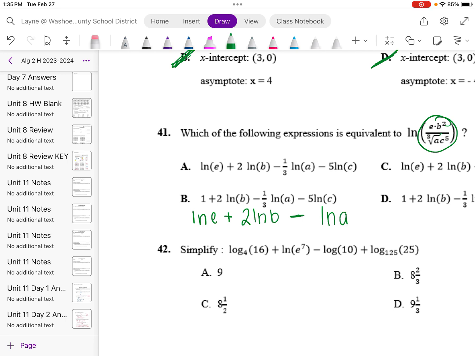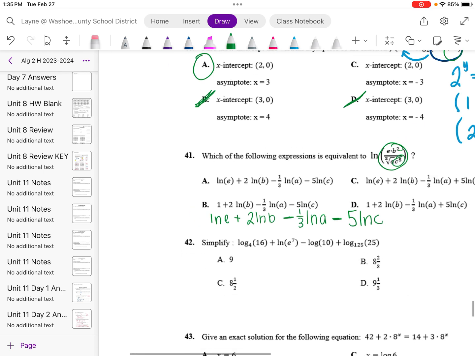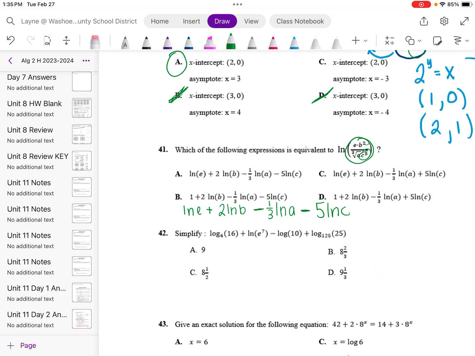This one's a little funky. This would be a under a cube root. That's a 1/3 power, right? That's what cube root means. But we're going to move that 1/3 into the front. All right, and then again, minus, because it's on the bottom, natural log of c to the 5th, but we're going to move the 5 in front.